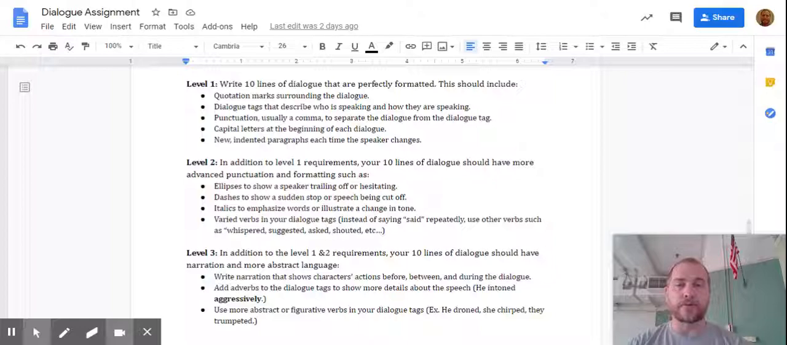If you feel like you have those rules down, I would recommend moving on to level 2. So in addition to the rules of level 1, I want you to write dialogue that has an ellipsis to show a speaker trailing off or hesitating, dashes to show a sudden stop, italics to emphasize a word or illustrate a change in tone, and varied verbs in your dialogue tag. So instead of saying said repeatedly, you use other verbs such as he whispered, she suggested, he asked, they shouted, right?